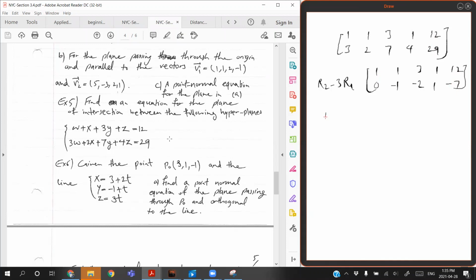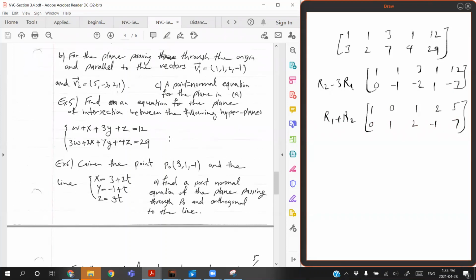and negative 36 added to this is negative 7. So next I can do row 1 plus row 2, to get a 0 here. Add up these two, you get 1. Add up these two, you get 0. Add up these two, you get 1. These two give us 2. And if you add up these two, you're going to get positive 5. And this row, I'm going to multiply by a negative 1 to get a 1 here. So we get 0, 1, 2, negative 1, 7.